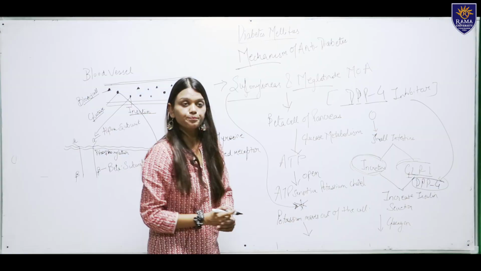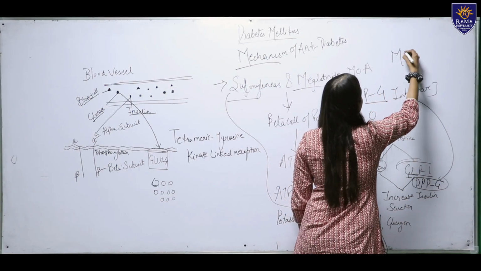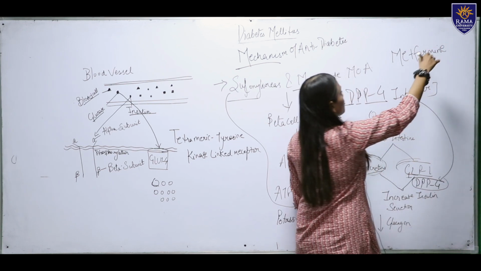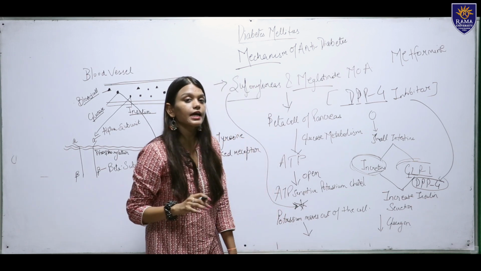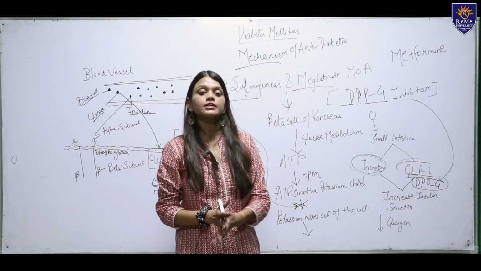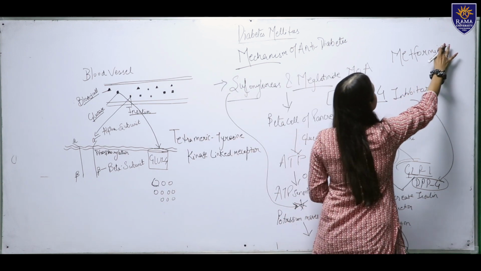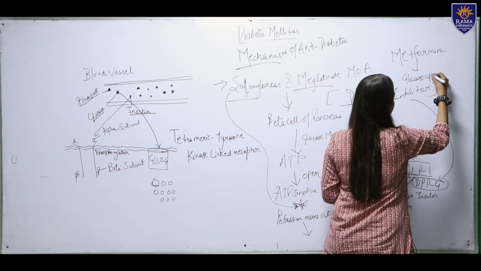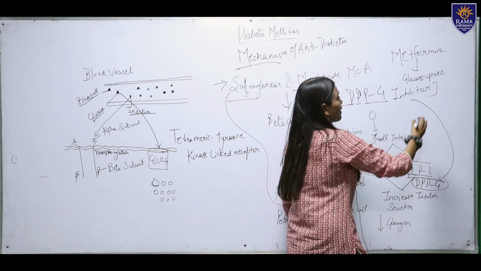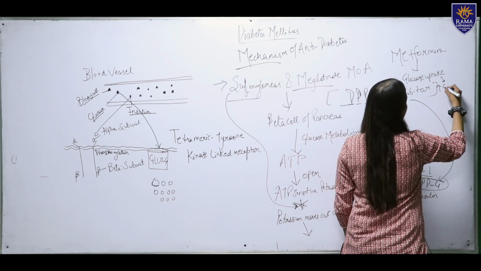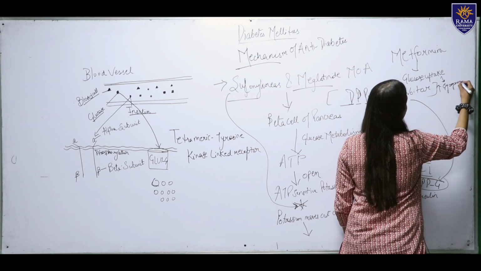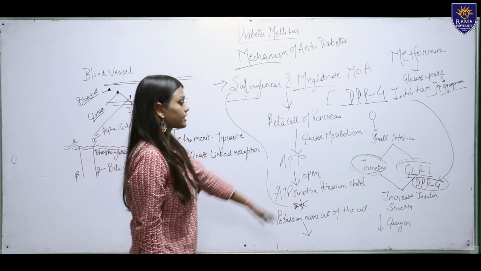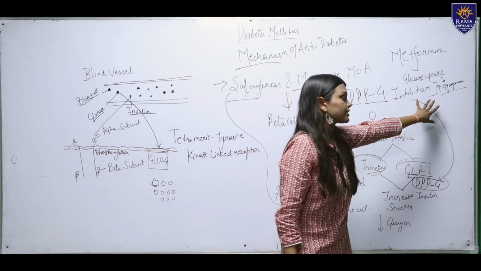Next we come to the next drug, that is biguanide, that is metformin. What does metformin basically do? Metformin basically overcomes insulin resistance. Metformin's work is basically to increase glucose uptake, and next to increase glycogenesis. Basically, metformin increases the glucose uptake by the body cells and increases glycogenesis. Okay.